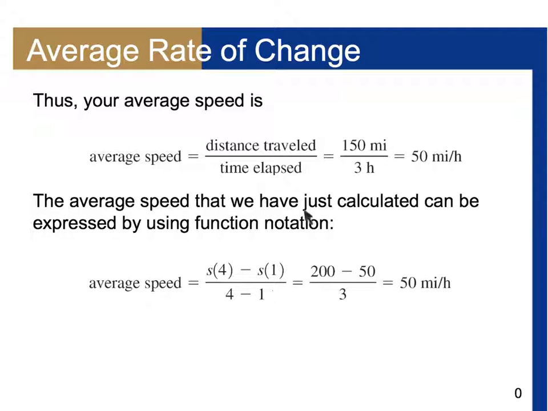So that means that average rate of change is, on average, between hour 1 and hour 4, we traveled at a rate of 50 miles per hour. Now, it's important that we say on average because we're talking about average speed, not constant speed, because our speed changes as time goes by.